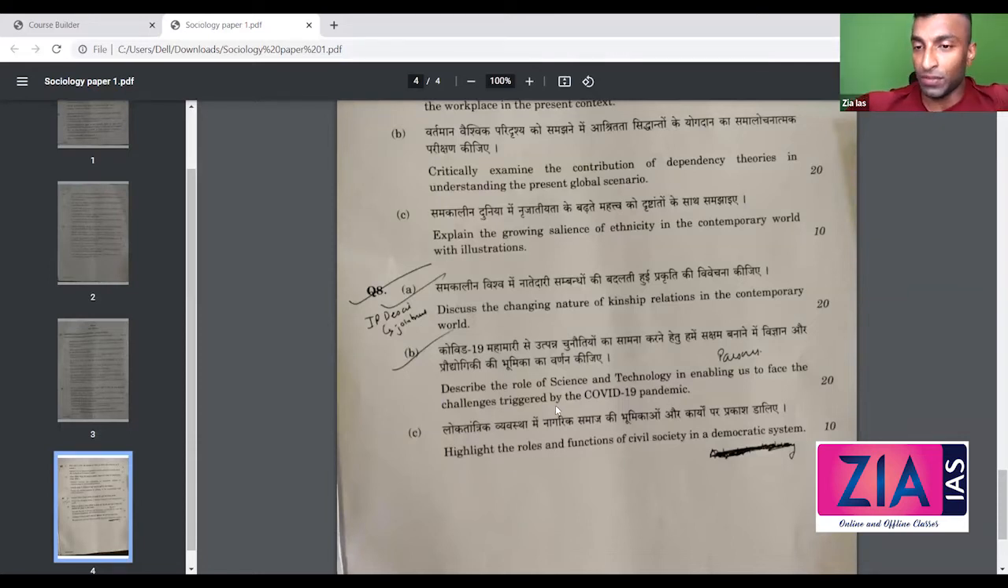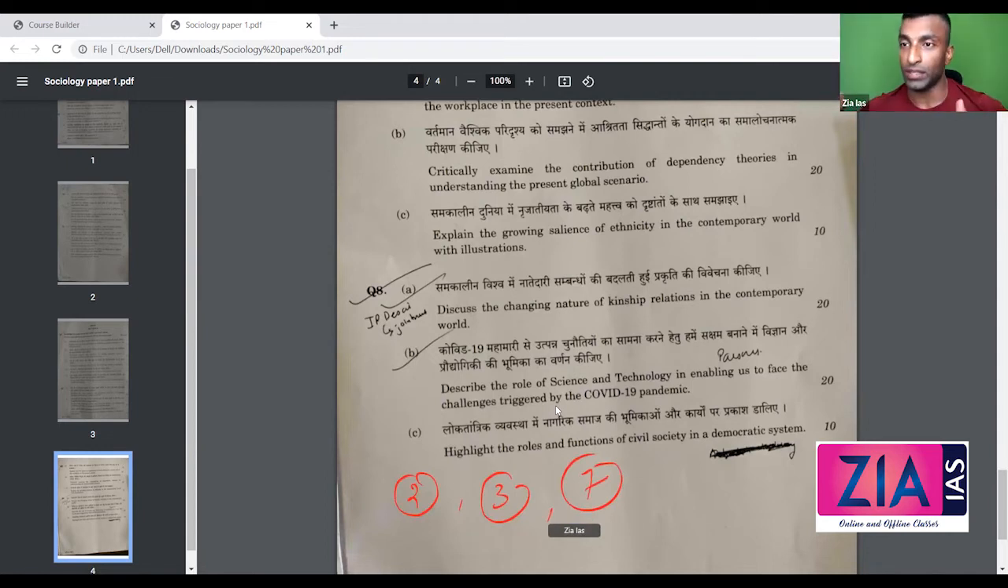Highlight the roles and functions of civil society. This is also like political party, pressure group, civil society. These are topics coming from the chapter on politics and society. So this is also a direct one. But I don't want to look into this. I'm okay with this one. So what are the questions I've selected? I've selected question number 2, question number 3, and question number 7. So these are the three questions that I'm going to answer. Apart from that, the first and the fifth are without choice.